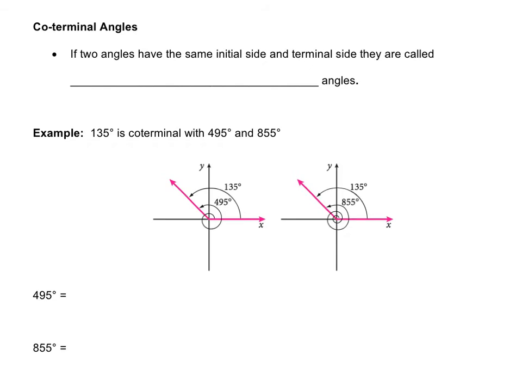Coterminal angles. If two angles have the same initial side and terminal side, they are called coterminal angles. For an example, if we take a 135 degree angle, it is coterminal with both 495 degrees and 855 degrees. Now to get to that 495, we would take that 135 and add a complete rotation to that. So we're adding 360 degrees.